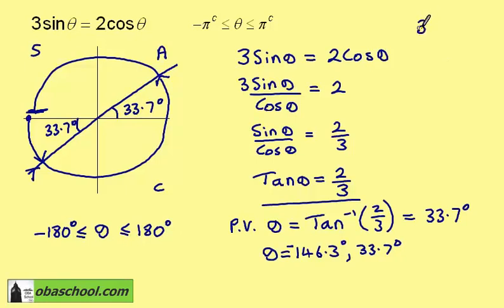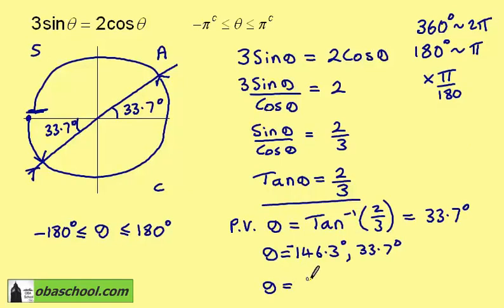radians. We know that 360 degrees is equivalent to 2 pi radians, so 180 degrees is the same as pi radians. To convert an angle in degrees to radians, we multiply by pi over 180. If we do that to both of these, then to one decimal place we get minus 2.6 radians and 0.6 radians.